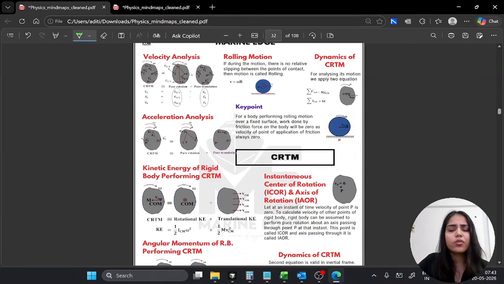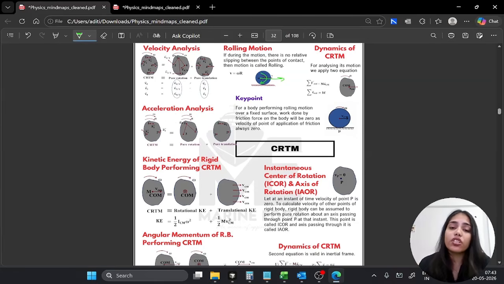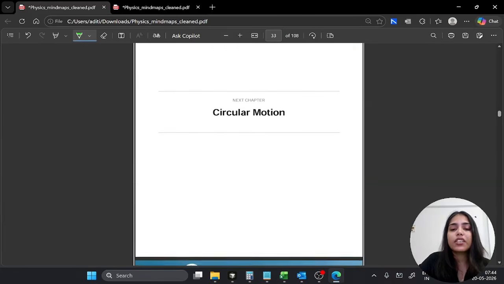Okay, then we have rolling motion. So now what does rolling motion mean? It is a motion in which the translation, that is the forward motion, and the rotational motion are both happening together. That is called rolling motion. Okay, so we have pure translation where the whole object is moving straight forward. Then we have pure rotation when the object is moving round and round around a fixed axis, and we have rolling motion where the object is performing translational motion as well as rotational motion.